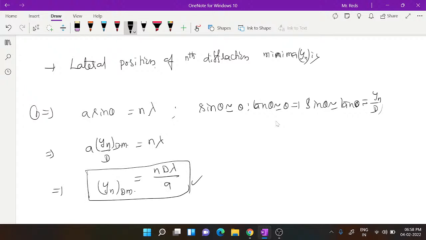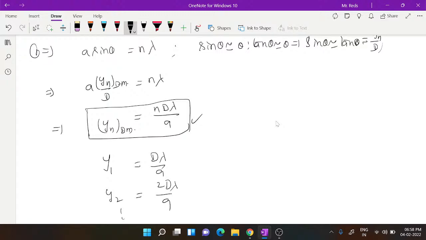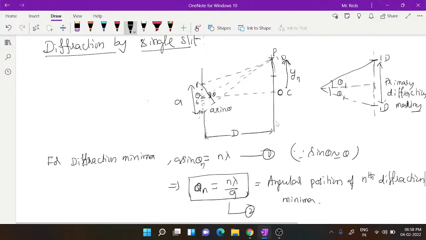If you want the first diffraction minima, second, third, and so on, the first one y1 is equal to D lambda by a, the second one can be taken as 2 D lambda by a, and so on. Nth one is n D lambda by a. Here again, in this diagram, from the center to the first dark we have taken y1. Similarly, on the other side we can take it as y1 only. So the width of the primary maximum will be 2y1.